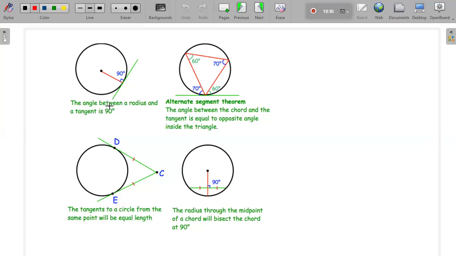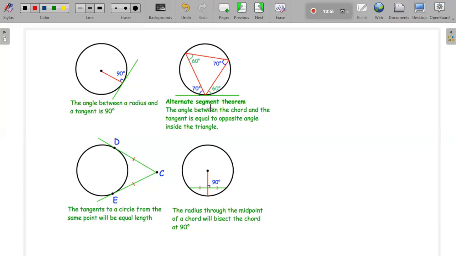Okay. The other one, we have the angle between a radius and a tangent is 90 degrees. A tangent is just a line that touches the circumference only at what? A single point. And the angle which is formed between the tangent and the radius, that's from the center to the circumference, that angle is 90 degrees.